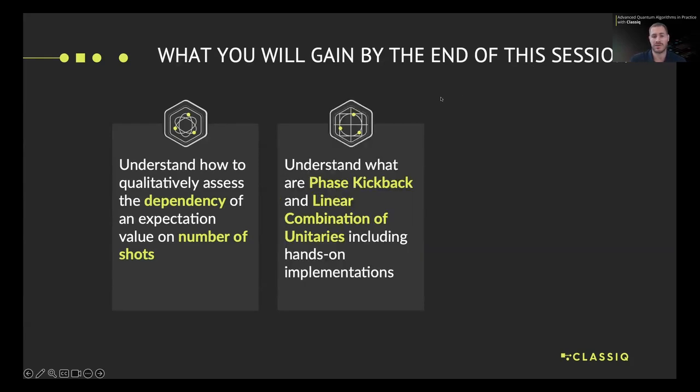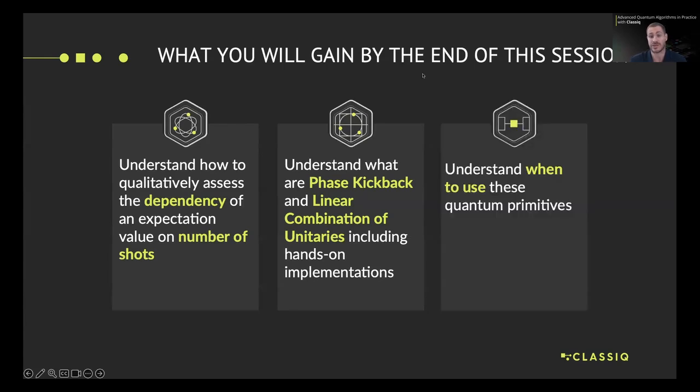Then we will understand the next two quantum primitives we want to discuss. One is the phase kickback, and the second is linear combination of unitaries, including hands-on implementations, as we always do in this module. These two quantum primitives are a bit more advanced, so some of them you will implement during the homework. We will touch on small scale implementations of these primitives, but by the end of today's session you should understand what these are and how to implement them hands-on.